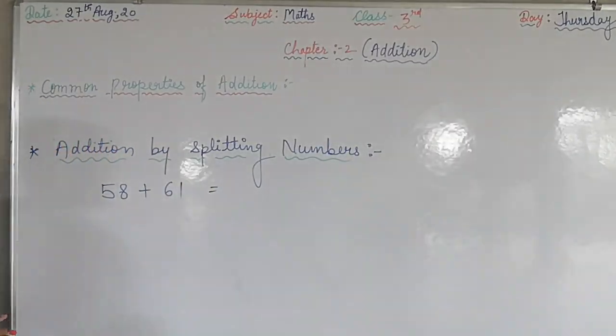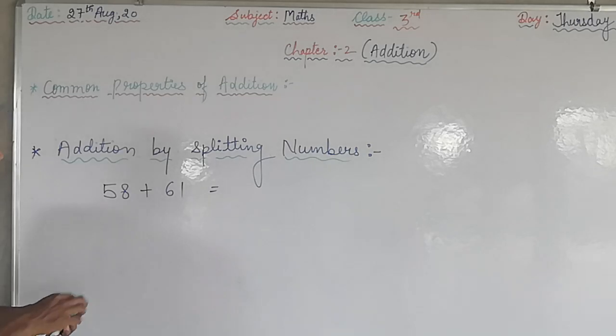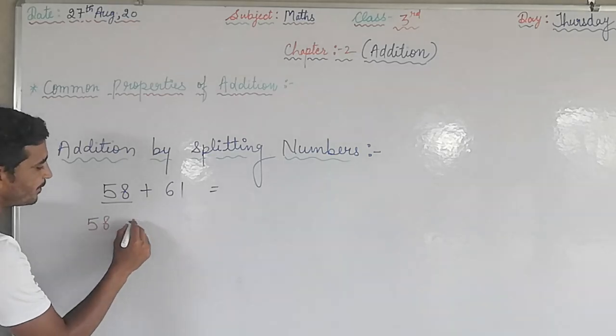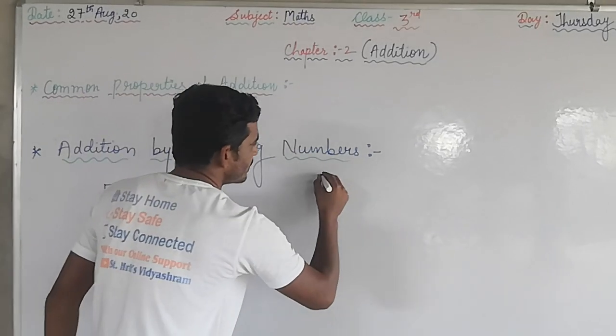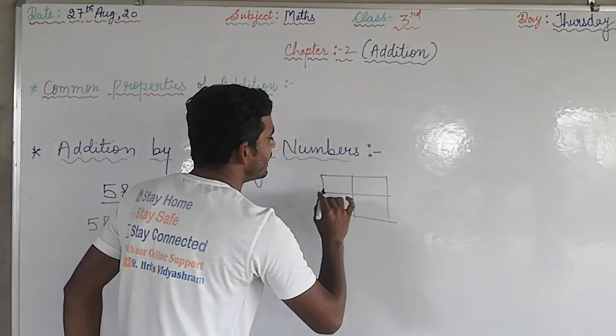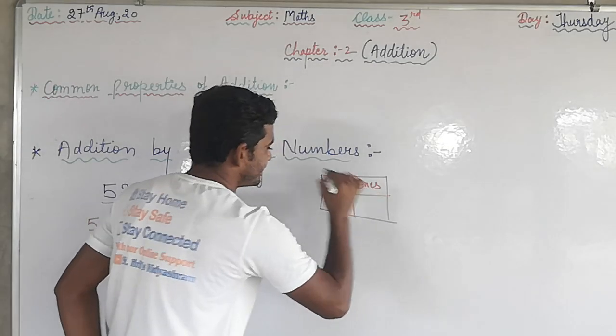58 plus 61. Then how do we add? Now by splitting. First of all we are going to split 58. See here, first you arrange the digits according to the place value, that is ones and tens.